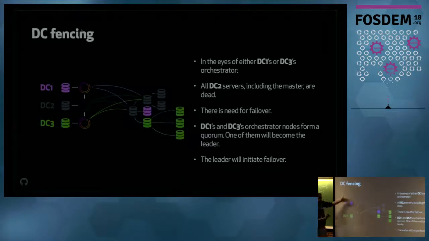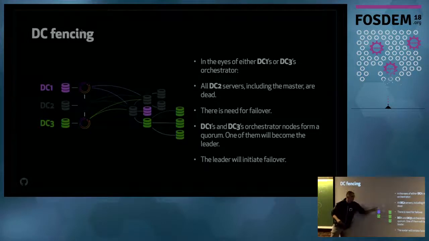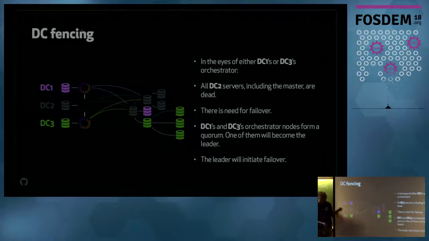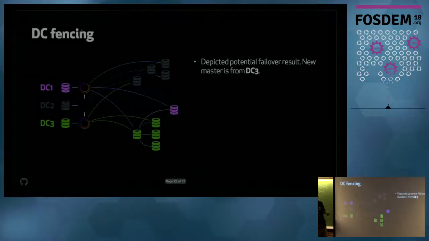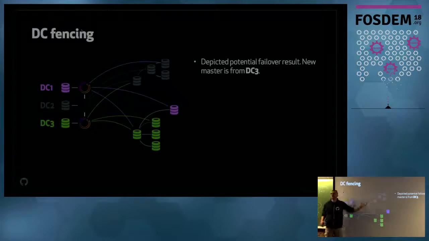Meanwhile, what DC1 and DC3 see is that the master has died, a bunch of replicas have died. These are still alive. Orchestrator 2 is gone, but we are 2 out of 3. We have quorum. We are up and running. Either DC1 or DC3 grabs leadership. Let's say it's DC1. It fixes the topology.